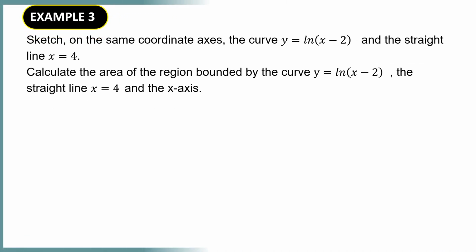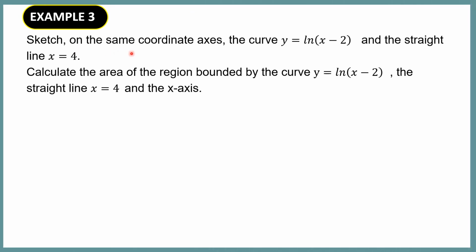In example 3, we are required to sketch on the same coordinate axis the curve y equals ln(x minus 2) and the straight line x equals 4. Calculate the area of the region bounded by the curve y equals ln(x minus 2), the straight line x equals 4, and the x-axis.